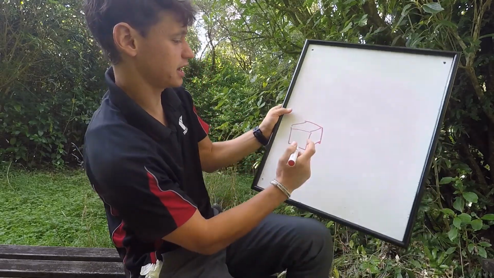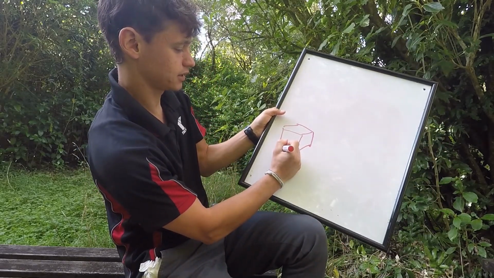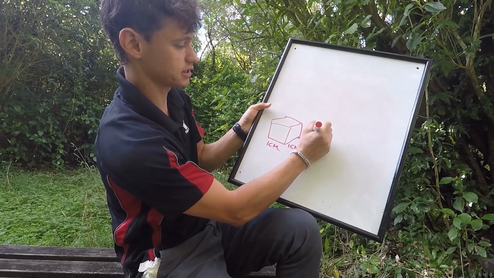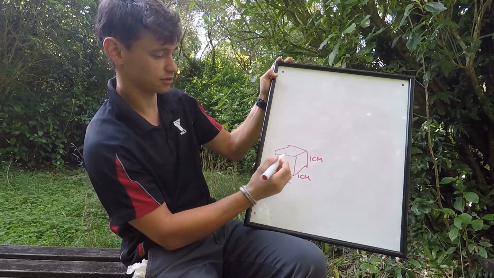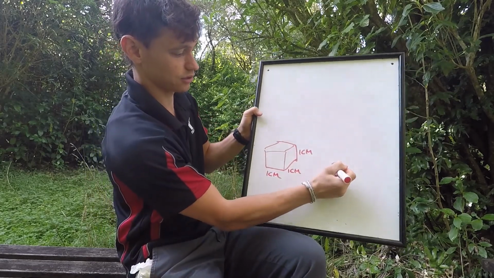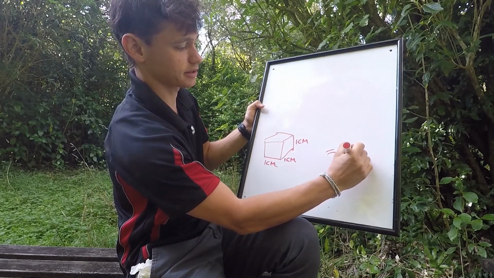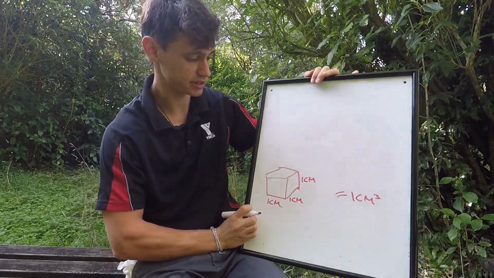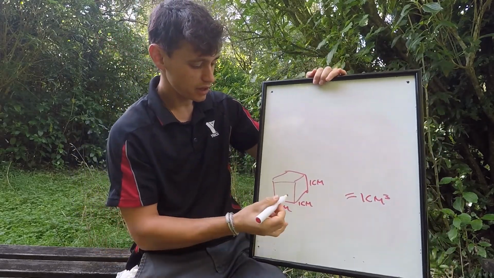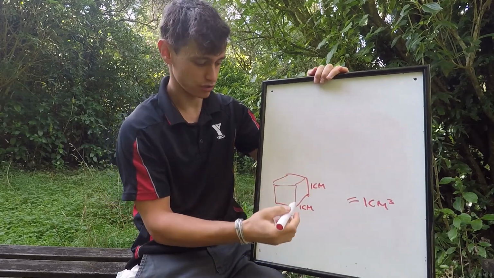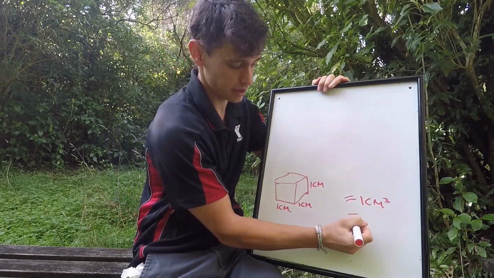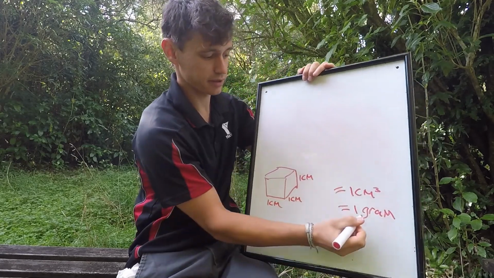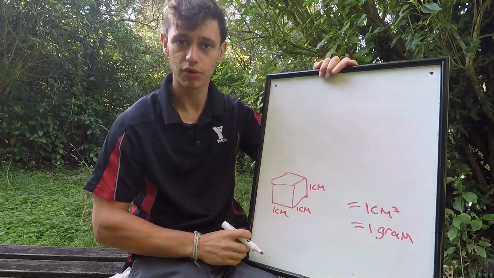This box is 1 centimeter by 1 centimeter by 1 centimeter in size. So you could say this is 1 centimeter cubed, 1 cubic centimeter, pretty obvious. If you were to take this cube and fill it with water, you would have exactly 1 gram of water.